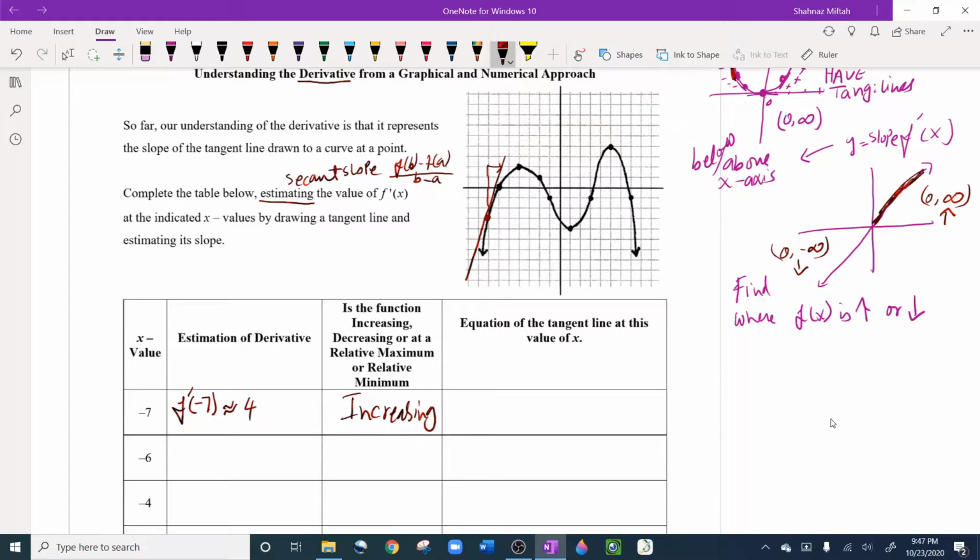This is what I was talking about up here. When it's positive, all the positive slopes are increasing. Equation of the tangent line at this value of x. The equation of the tangent line is going to be, first I have to find, this is the equation of the tangent line, right?